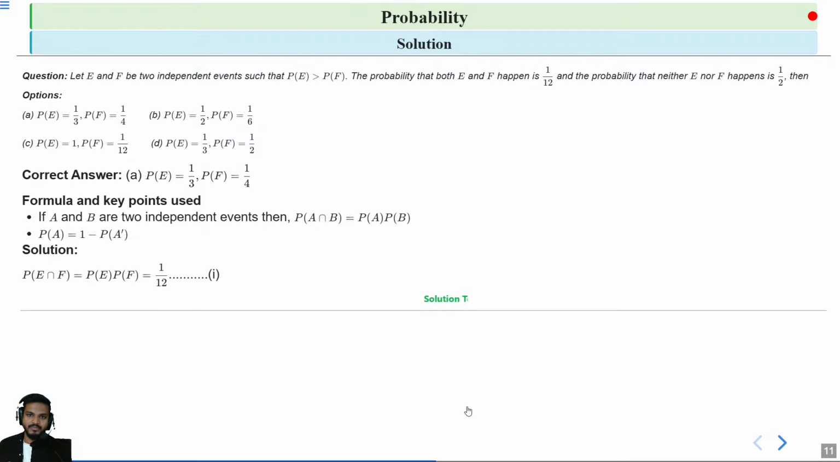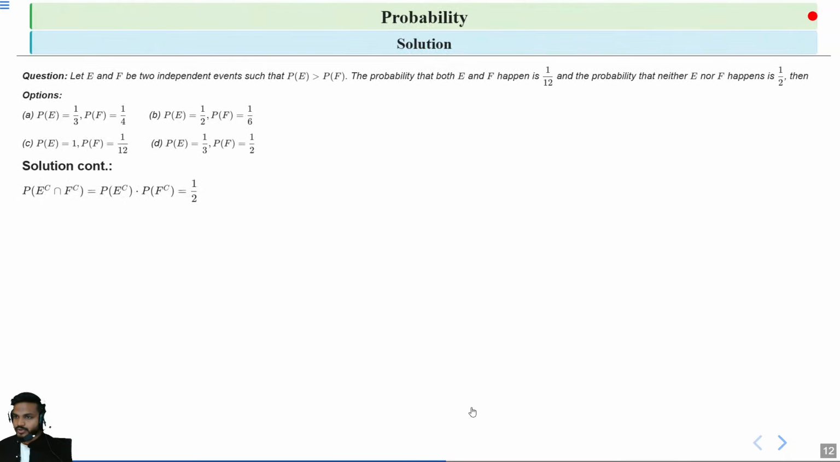So option D is already discarded because we must have probability of E into probability of F as 1 by 12. If you check option A, that is 1 by 3 into 1 by 4, that is 1 by 12. Okay. So let's find another condition so we get the exact answer.